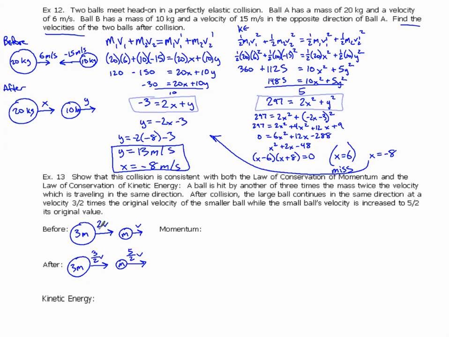After the collision, the large ball continues in the same direction at a velocity of 3/2 the original velocity. While the small ball's velocity increased to 5/2 of its original value. So step 1 is draw a picture here, and I've got that set up already. And this is a show that we're using the law of conservation of momentum.